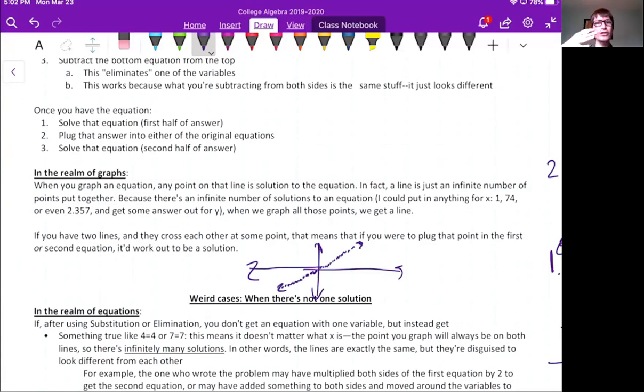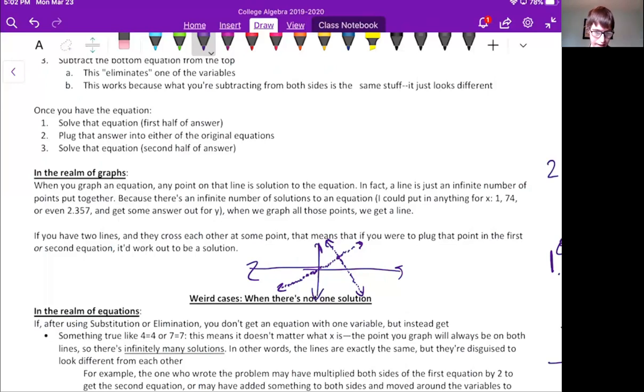So if you've got two of these sets of points, where each point is a solution to the equation it's trying to graph, then if there's a point that belongs to both of those, it's going to solve both of those. So if you just find the point where these two quote-unquote lines intersect, then you will have the exact answer.